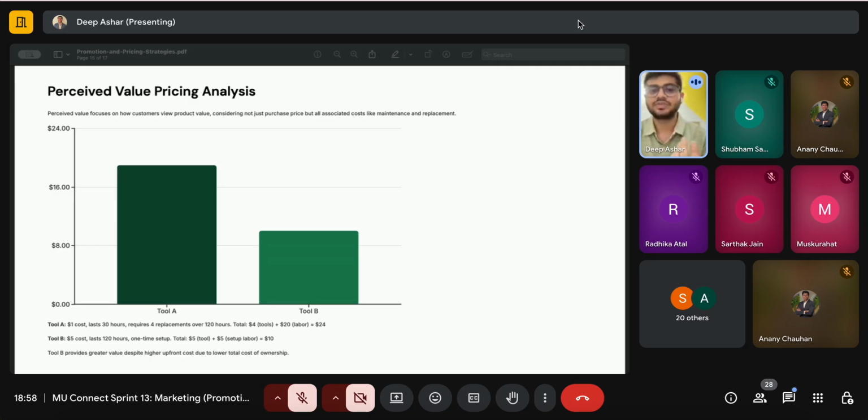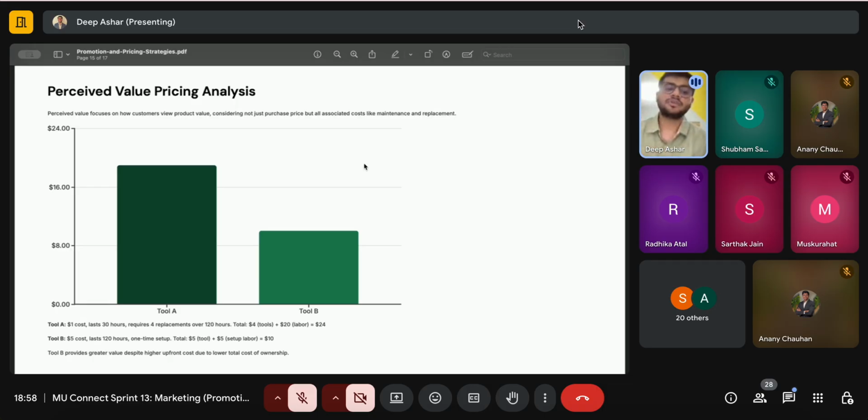And this is what sir has taught using a tools example where your tool 1 is going to cost, say, $1, which lasts 30 hours, but it requires 4 replacements over 120 hours. So your total cost is going to be $4 plus $20 for labor. That's your $24. But your tool B is going to cost $5. It lasts 120 hours, but it's a one-time setup. It is going to run for that entire 120 hours. So your total cost in this case is going to be $5 for the tool and $5 for the setup labor, which is going to be $10.